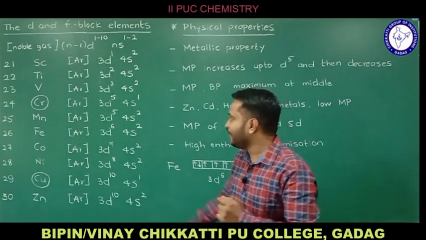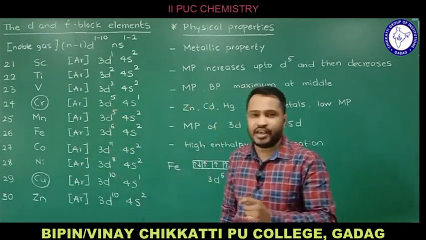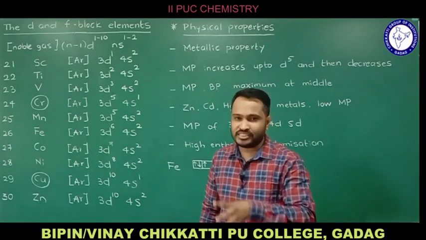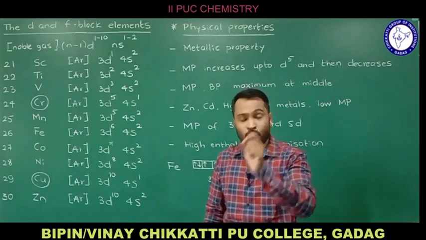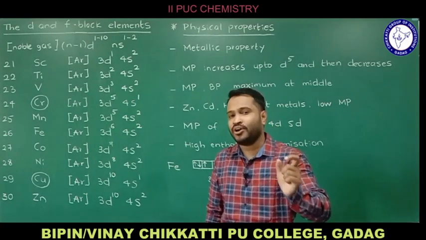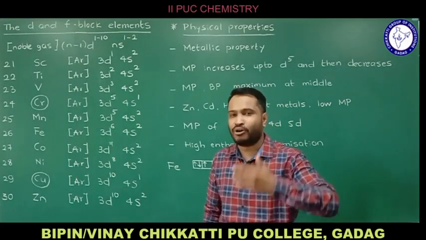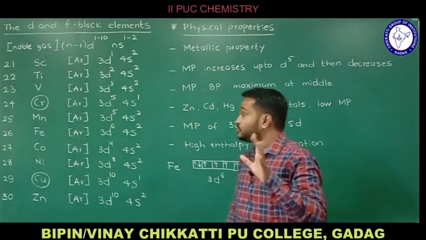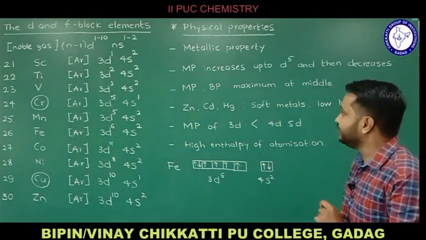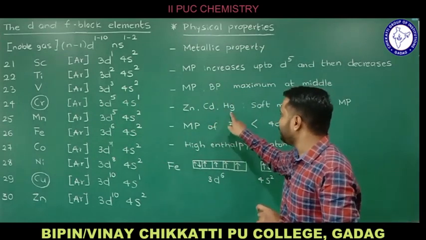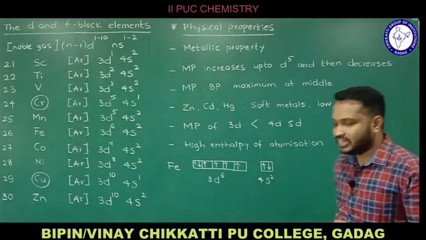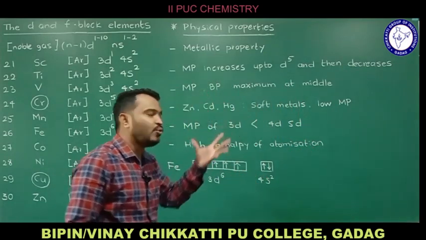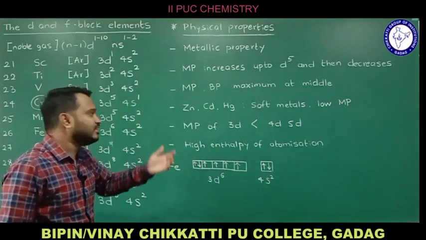Do you know how many unpaired electrons we have? 5 unpaired electrons we have. Since the number of unpaired electrons is a maximum in the middle of the series, the metallic bond will be quite strong. Therefore, the melting point and boiling point are maximum or high in the middle of the transition 3d series. So the next physical property I mentioned here is zinc, cadmium and mercury. They are soft metals and their melting point and boiling point are quite low. And we'll see what is the reason behind that.